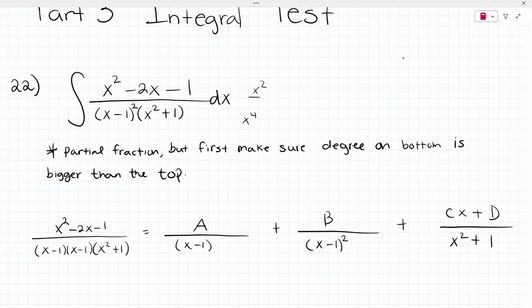The reason why I put an A here is because the derivative of a linear, the derivative of x minus 1, is 1. The same thing here, this is still technically a linear, so that's B. For here, x squared plus 1 has a derivative of 2x, it's not constant, it's a linear, so that's why I put Cx plus D.